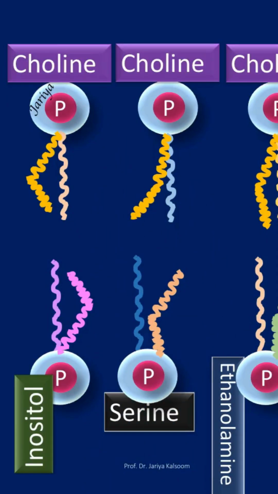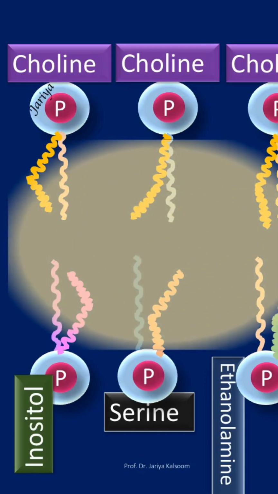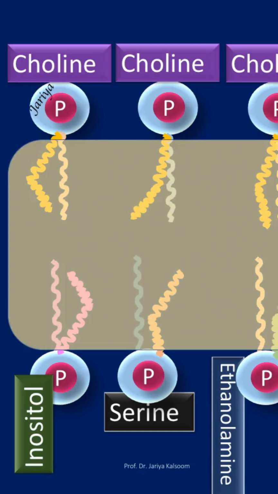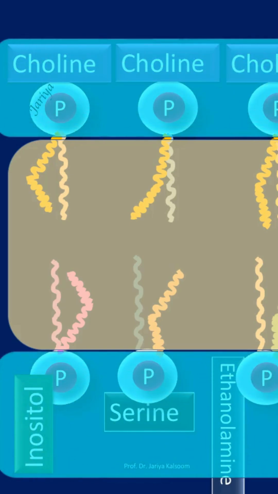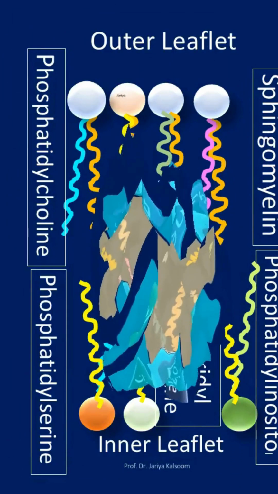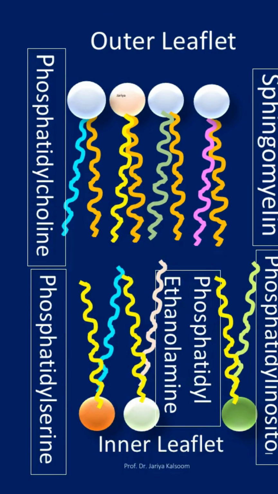This central part here, that's the hydrophobic region made up of fatty acid tails, and the blue regions represent the hydrophilic head groups interacting with the water. Now if you look at the overall composition, you will notice that the outer leaflet is decorated mainly by phosphatidylcholine and sphingomyelin, and that asymmetry is biochemically very important.